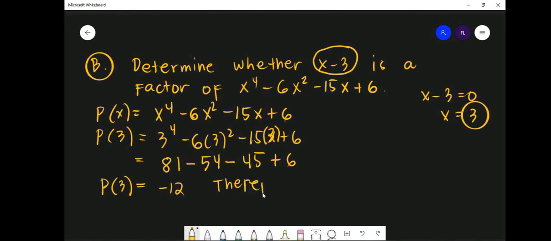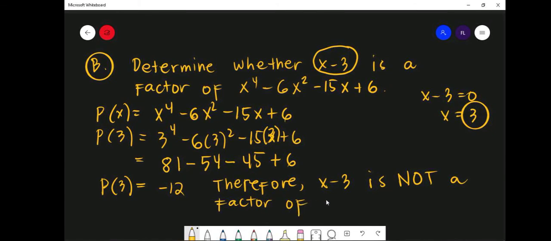Therefore, x minus 3 is not a factor of the polynomial p of x equals kung ano mang nasa given natin. Ito, kopyahin na lang dito sa kasunod.